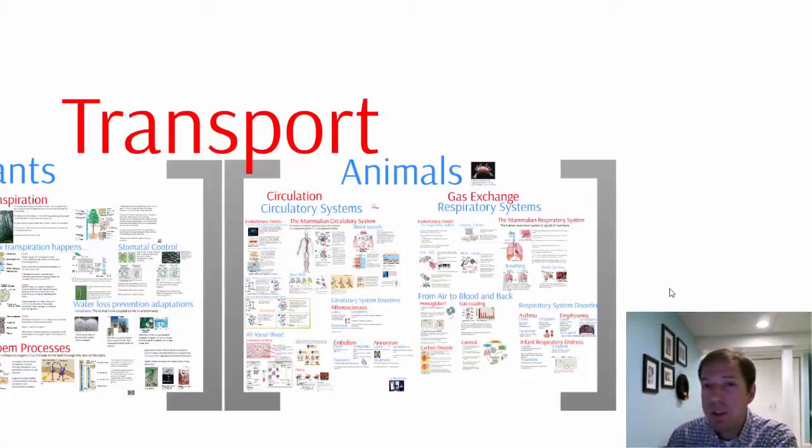The broader prezi here is transport, and there are lots of very complex ways that multicellular organisms like plants and animals can transport a variety of materials throughout their bodies. The circulatory system is going to be the most important transport system by far in mammals because of just the sheer number of things that get transported via the blood.